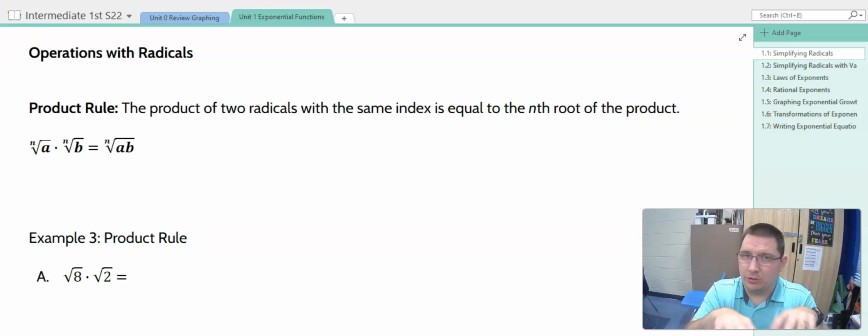Just don't do it. Don't take the square root of 2 plus the square root of 3 and try and get something else. It's not going to be pretty, I promise you. But let's look at the product rule and the quotient rule.